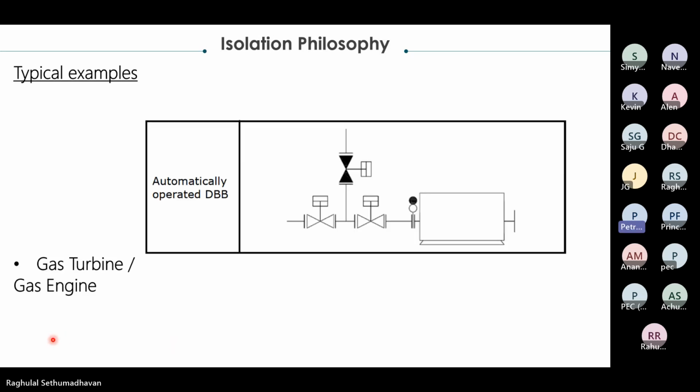Next is a gas turbine engine, or any other fuel gas related equipment. It will have an automatically operated TV arrangement with the automatic bleed valve for venting this.